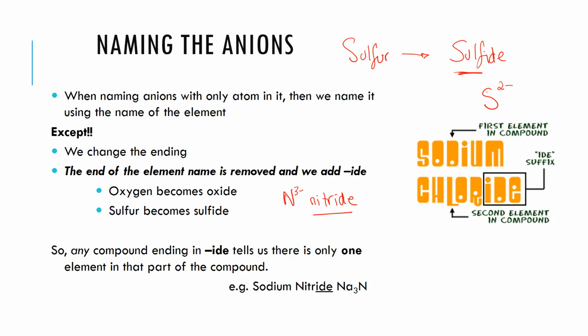So any compound ending in IDE tells us there's only one element in that part of the compound and that it's an anion. So in this case, sodium nitride, we've got the IDE, so it'll be Na3N. Going through our names, the first element in the compound is our cation. If it has an anion name that ends in IDE, then it's another elemental anion.